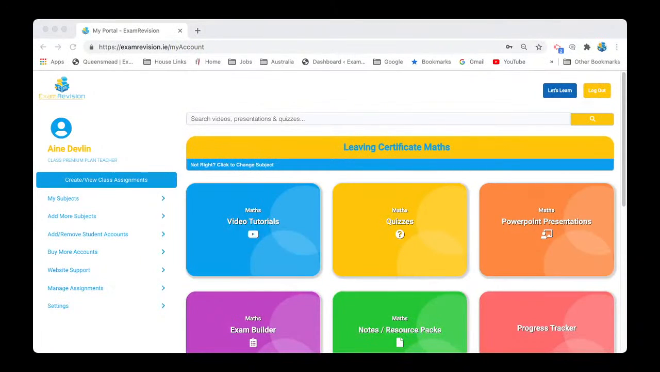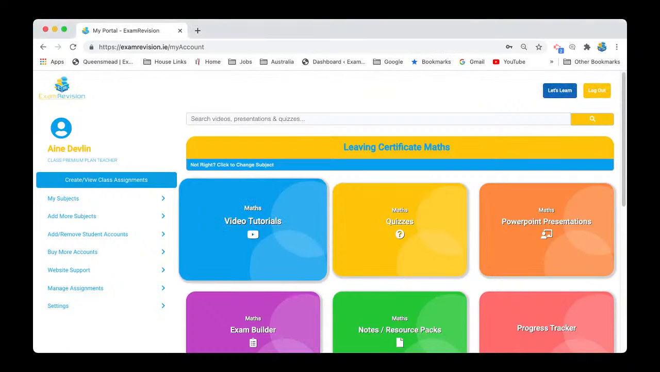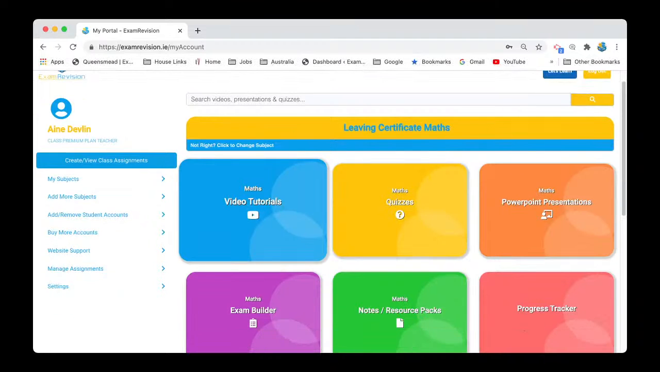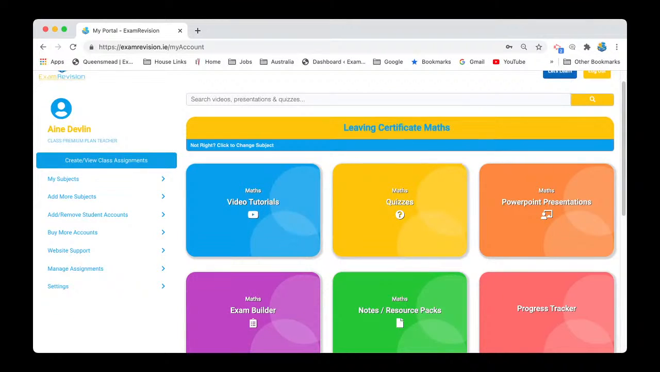So for anyone who hasn't seen our website before, just to give you a quick overview of it for anyone that's interested. On our website, when you sign up, you can sign up as a free user and you'll be given access to one topic within each of our subjects. We have Leaving Cert Business, Chemistry, Economics, English, Geography, German, Irish, Maths, and there is more to follow in the next couple of months.